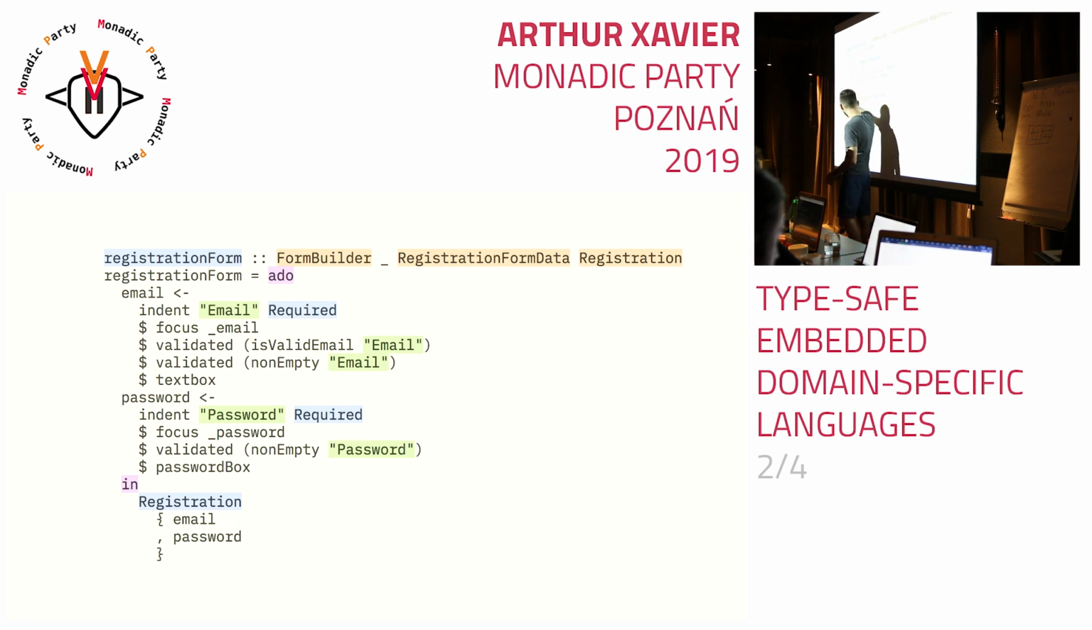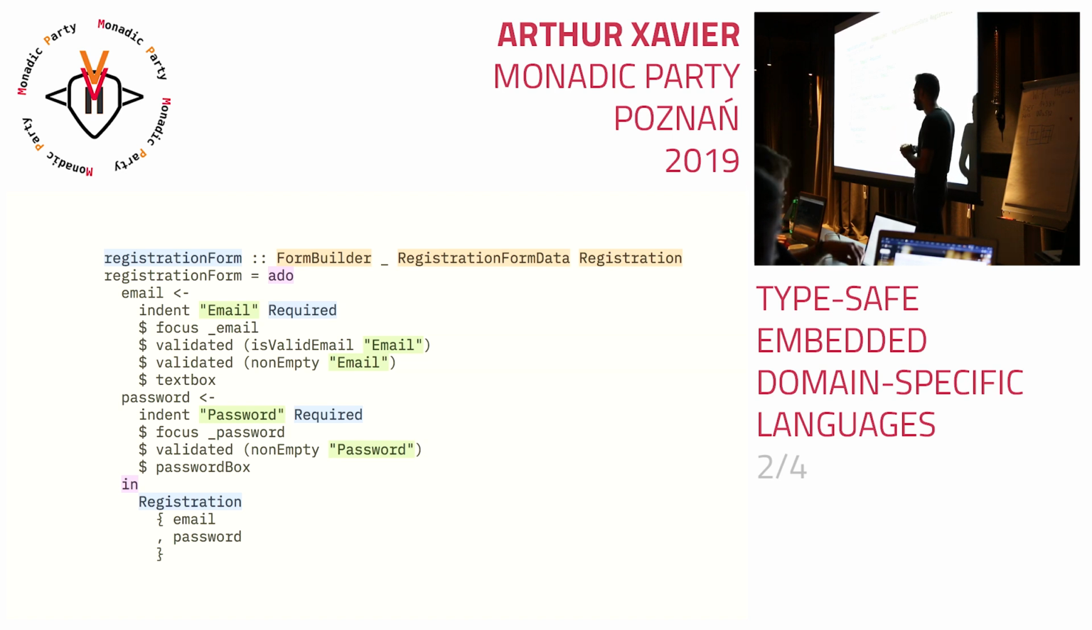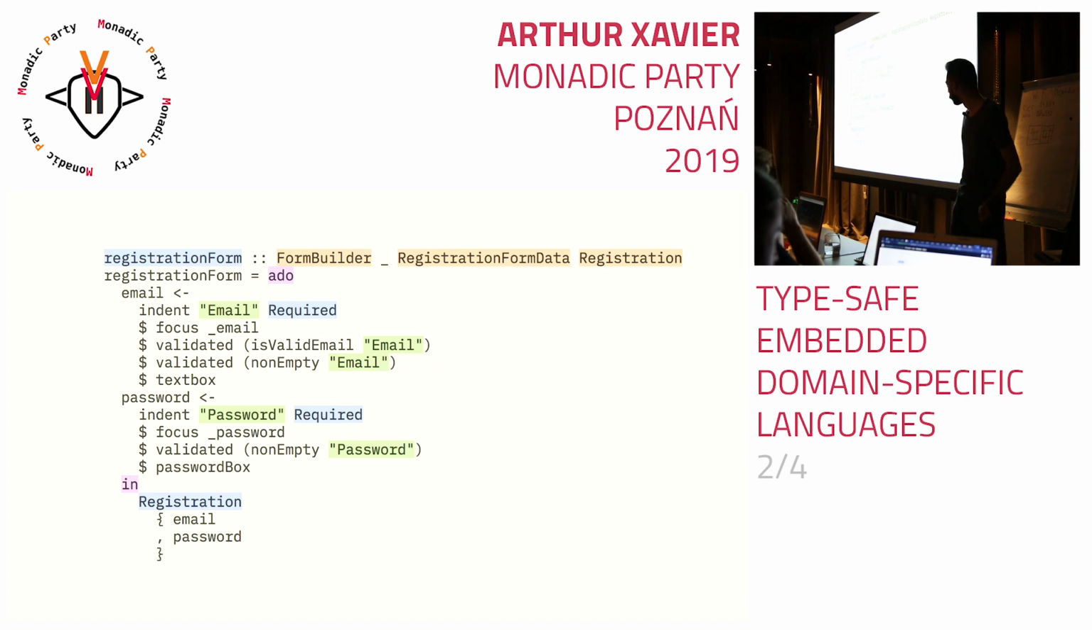With the exception of text box and password box, all of them take a form builder as the last argument. So these are all combinators like validated, focus, indent, and even text box and password box, because we're going to see the definition soon. These are all combinators, things that are defined outside of our syntax tree. They take in valid syntax and produce valid syntax, or maybe they just produce valid syntax from nowhere.